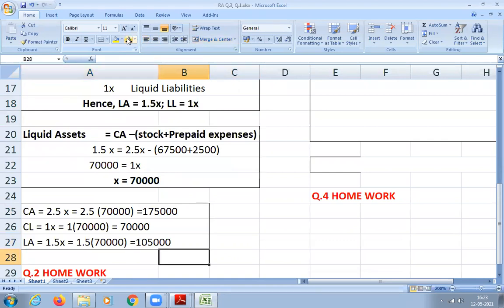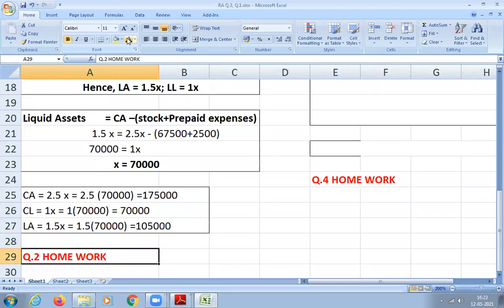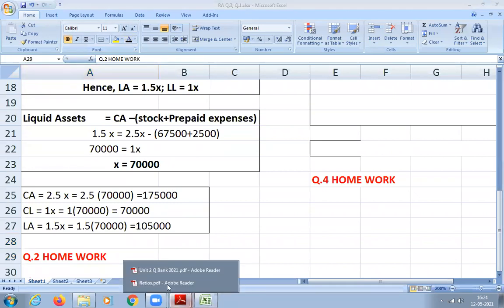So I have calculated current asset, current liability, and liquid asset or quick asset. Quick asset or current liquid asset, both are the same. Understood how to calculate? Yes, sir. So question number 2 is similar to this. Can you do it like this?